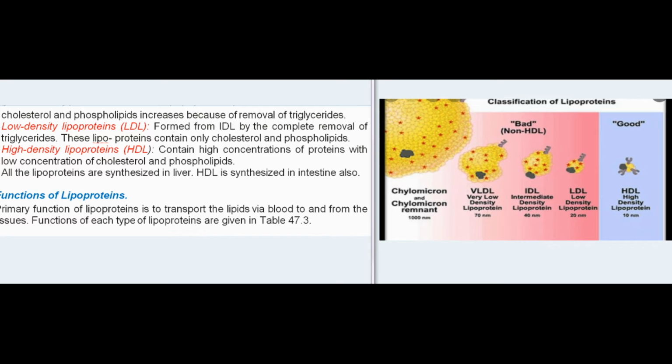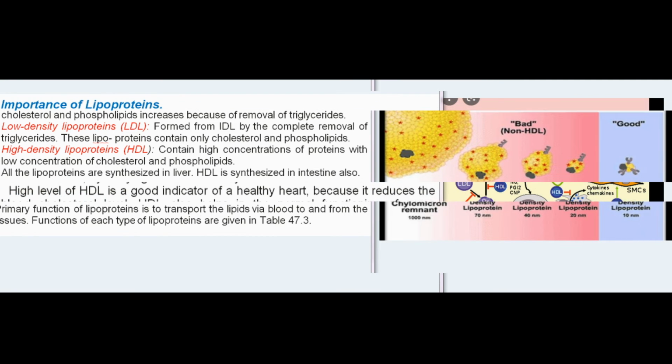All the lipoproteins are synthesized in liver. HDL is synthesized in intestine also. Functions of lipoproteins. Primary function of lipoproteins is to transport the lipids via blood to and from the tissues. Functions of each type of lipoproteins are given in Table 47.3.